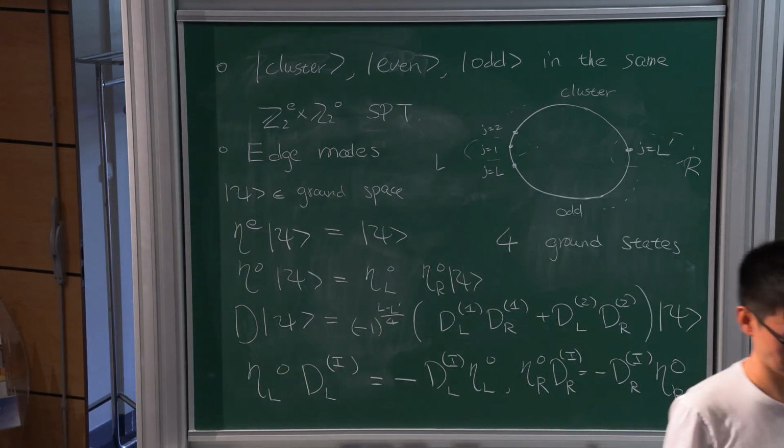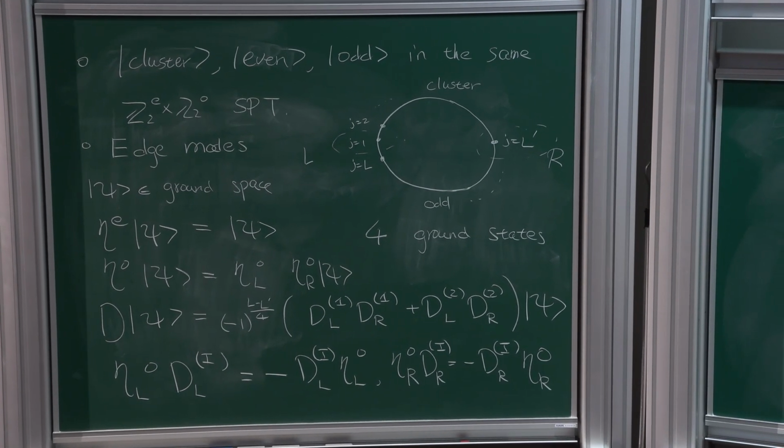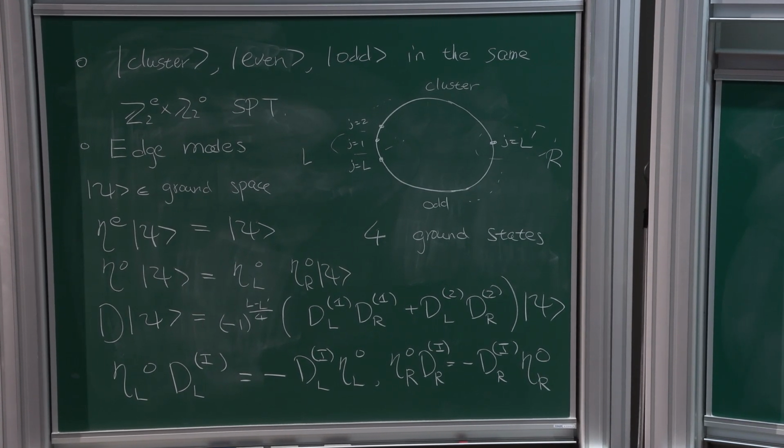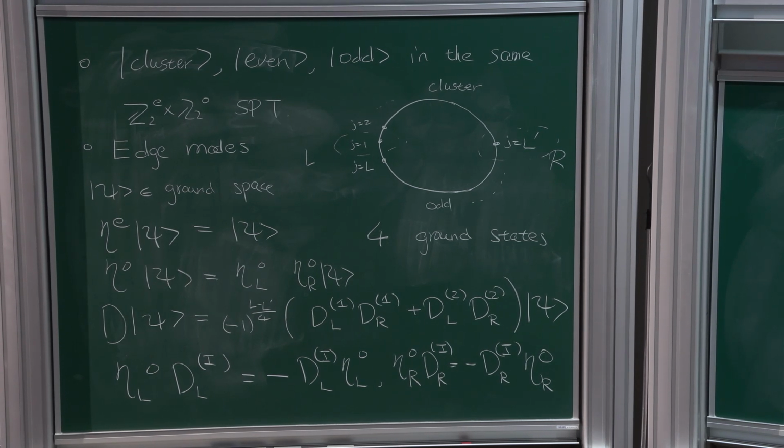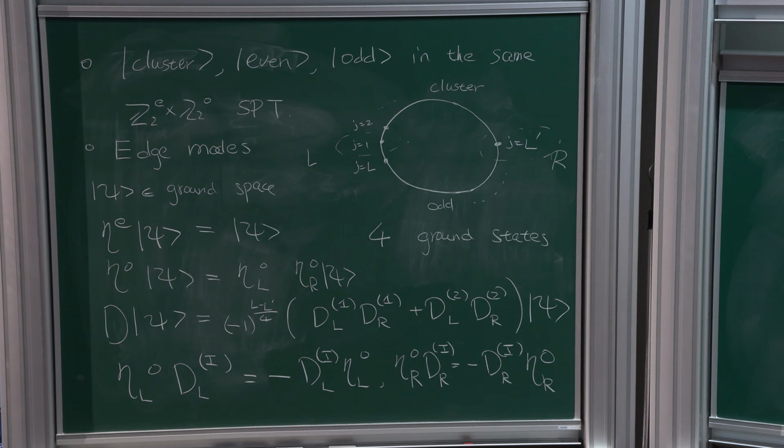So could we also detect this projective representation by adding the non-invertible defect and seeing the response? That's a good question. I think the answer is yes. We didn't work that out. Yeah, we really want to follow the ordinary representation of the edge mode. Okay. Any other question?